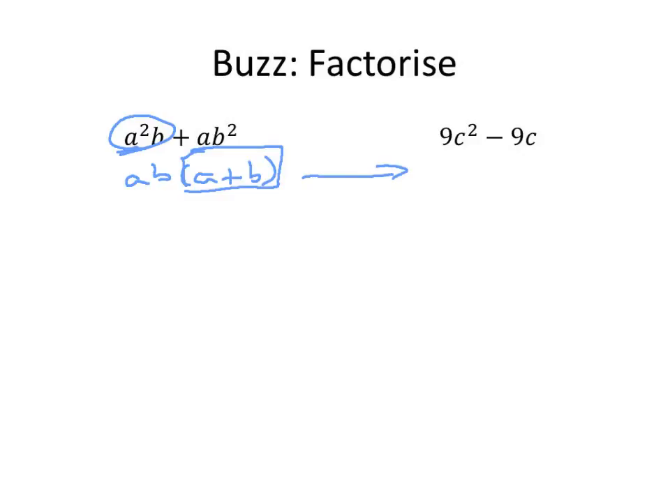9 divided by 9, so I can take out a common factor of 9, and the C's, I can only take out 1C. So 9 divided by 9 leaves me 1. C squared divided by C leaves me a C. Keep in mind the sign here is a negative. Negative divided by a positive is a negative. 9C divided by 9C is 1. And again, go and do the check.